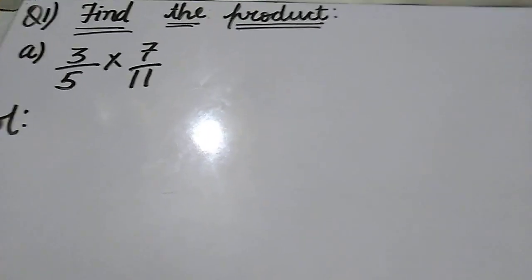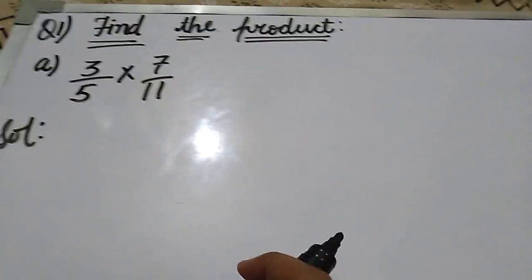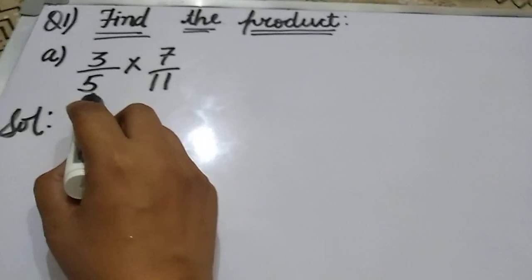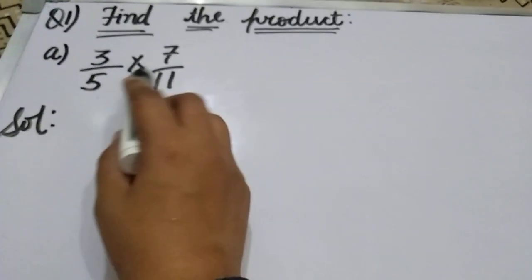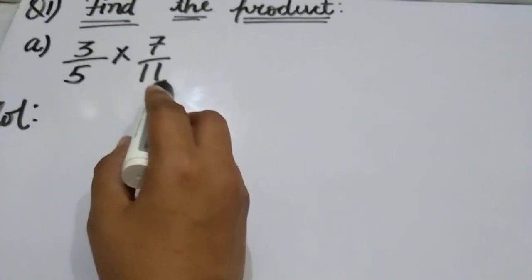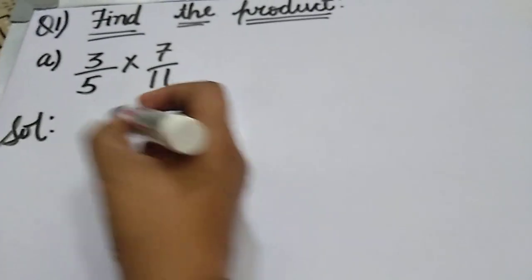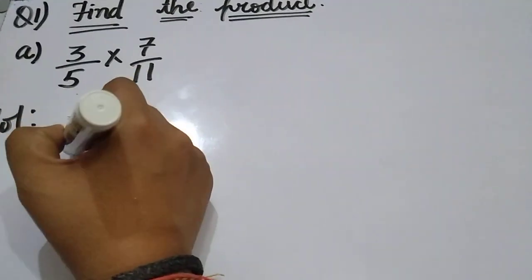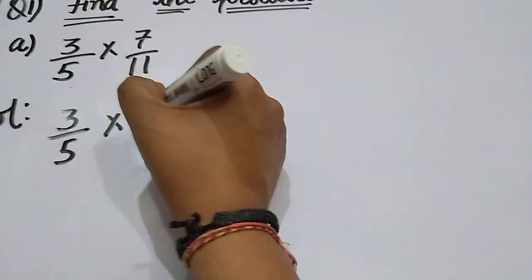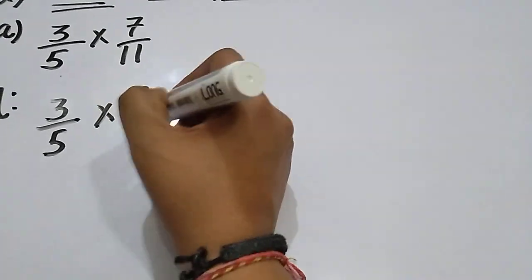Now students, we will discuss question number 1. Find the product. Here are two fractions: 3 by 5 multiply 7 by 11. Let's see how you will multiply it. Here is 3 by 5 multiply 7 by 11.